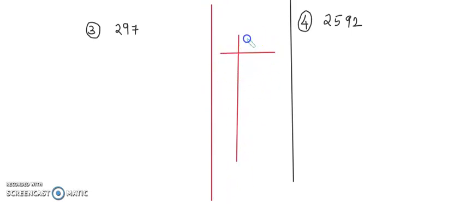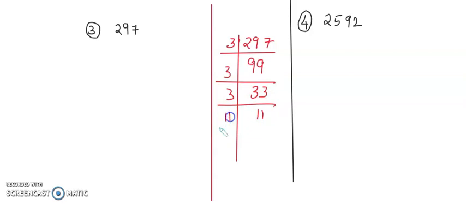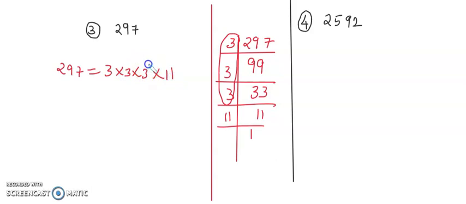297. Let's start with 3. 3s are 99, then again 3s are 33, then 3s are 11, and 11 will give me a 1. So I'm getting a triplet of 3. So 297 is equal to 3 multiplied by 3 multiplied by 3 multiplied by 11.